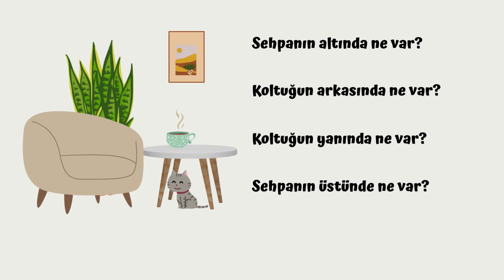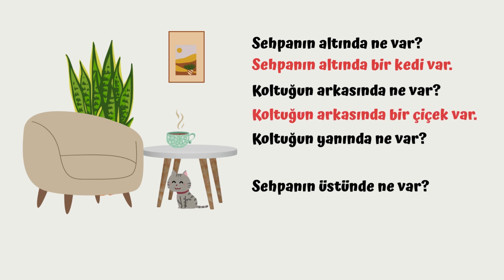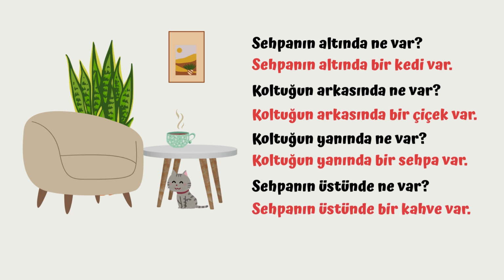Are you ready? Sehpanın altında ne var? Sehpanın altında bir kedi var. Okay. Koltuğun arkasında ne var? Koltuğun arkasında bir çiçek var. Koltuğun yanında ne var? Koltuğun yanında bir sehpa var. Sehpanın üstünde ne var? Sehpanın üstünde bir kahve var.